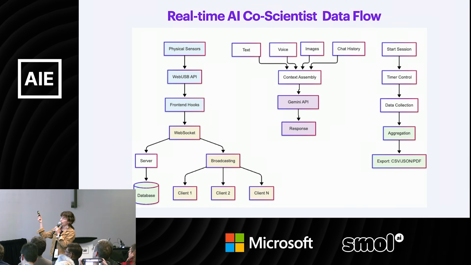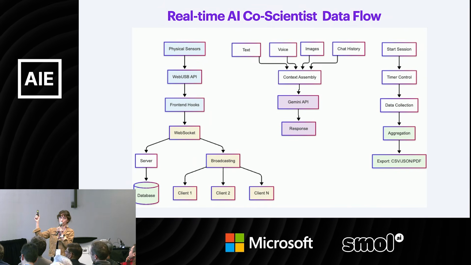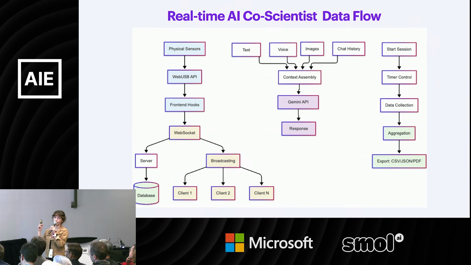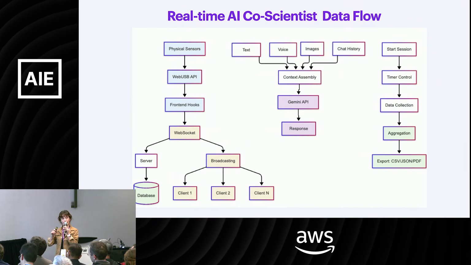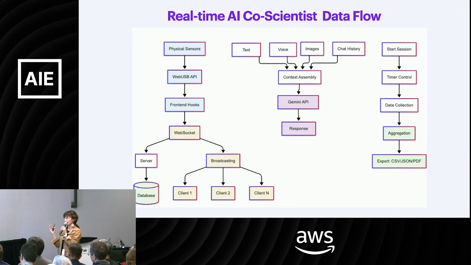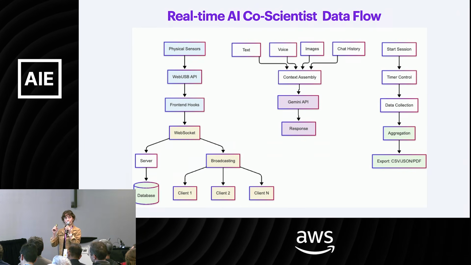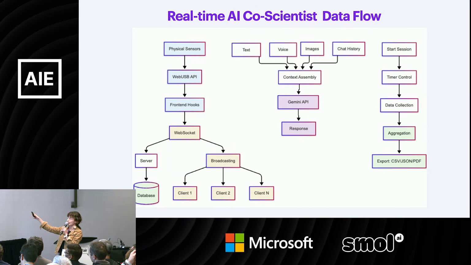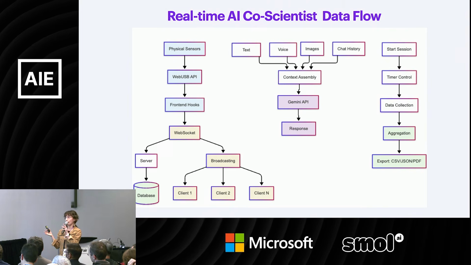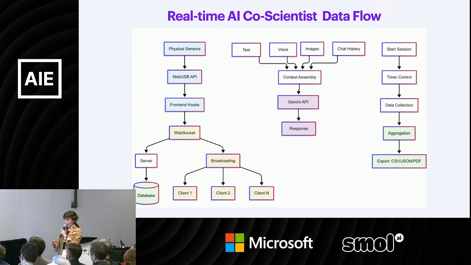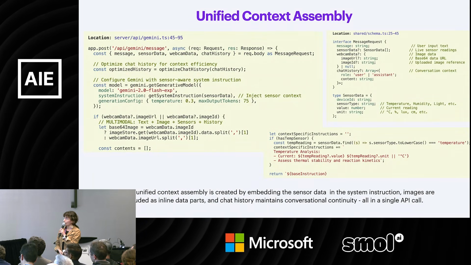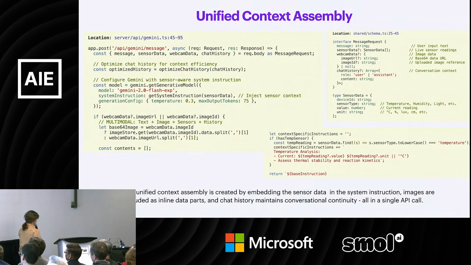And the context assembly is always checking what sort of modalities are present. Do we have text? Do we have voice? Do we have image? Do we have a chat history? Depending on what modalities are present, every single time I'm sending a message, it builds this context that gets sent to the API that gives me back a response. And this is how the unified context assembly works.